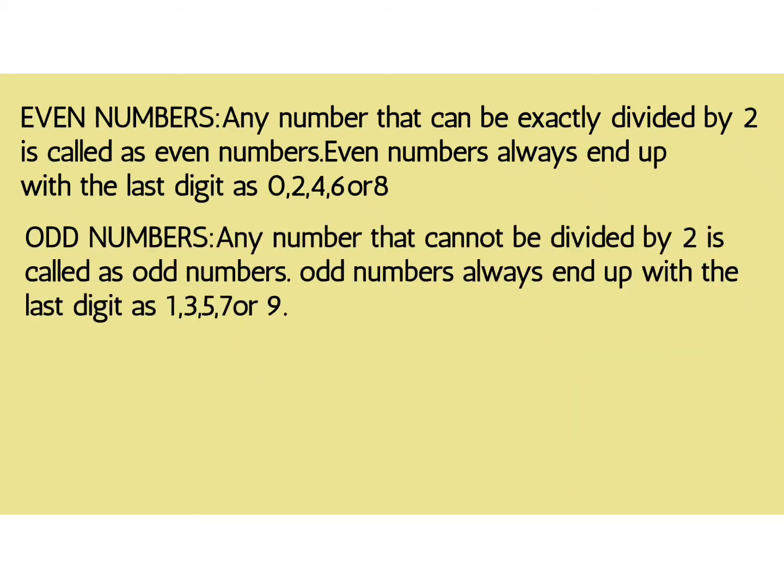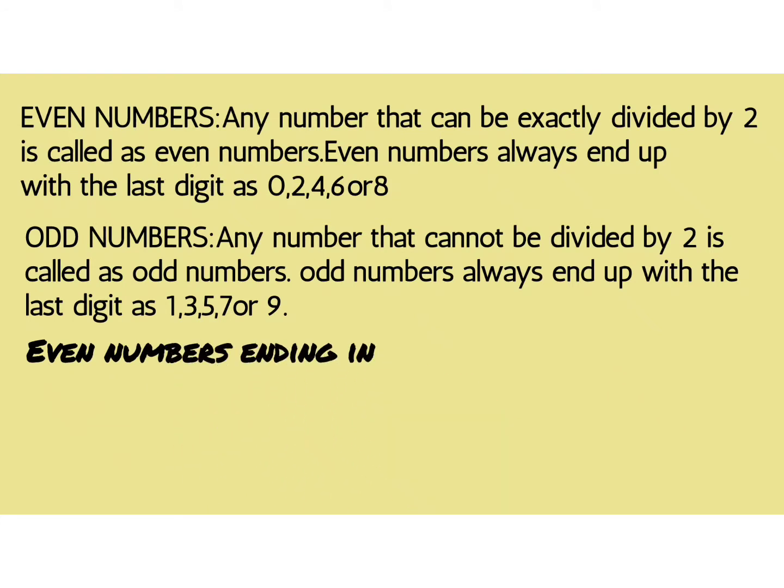Children, what are odd numbers? Any number that cannot be divided by 2. Note this point: any number that cannot be divided by 2 is called an odd number. Odd numbers always end with the last digit as 1, 3, 5, 7 or 9.